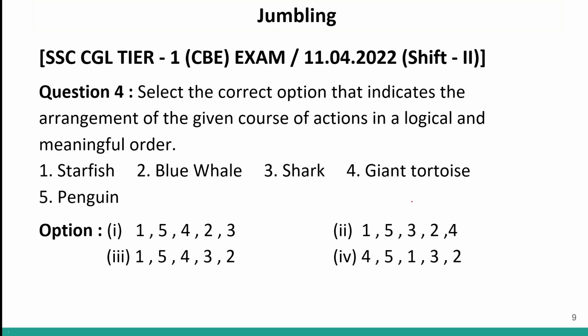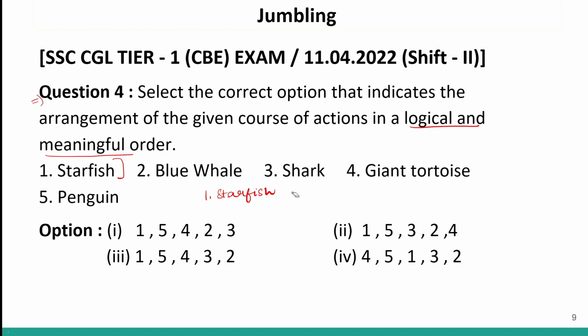Okay. Now, question number 4. Again, we have to arrange the given course of actions in a logical and meaningful order. So we have to arrange these 5 in logical meaningful order. Now, if I arrange them as per their sizes, can I get a logical order? Yes. So the smallest of them all will be a starfish, right? Starfish will be the smallest of them all. So the first will be starfish.